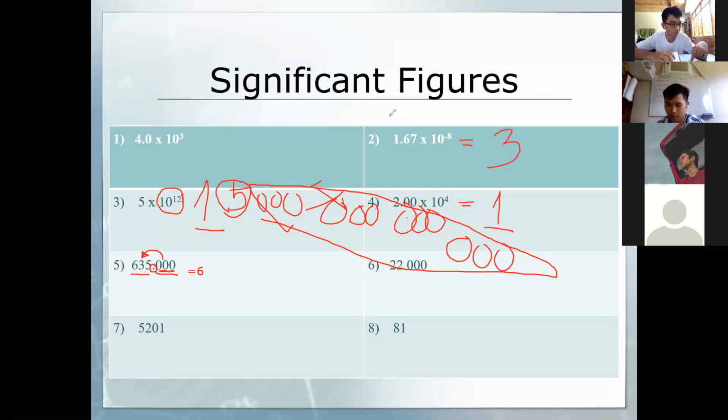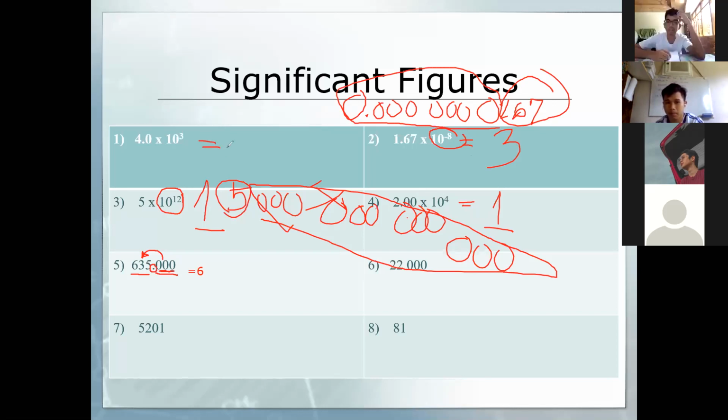3, correct. So even if you're going to expand, class, look at the exponent, negative 8. So that is 0.00000001, 2, 3, 4, 5, 6, 7, 8. That is the number. These zeros here are still insignificant. And the only significant digits are 1, 6, and 7. The same goes with number 4 and so on. And in number 1, it's just 1 significant digit, which is 4.